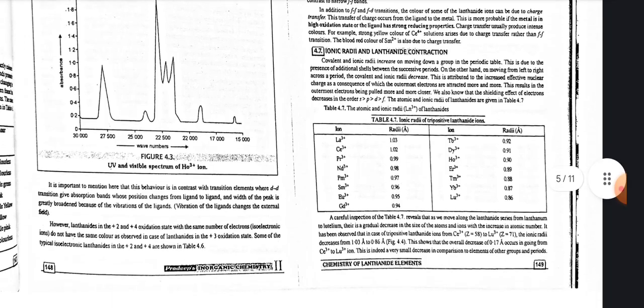Ionic radii and lanthanide contraction. Covalent and ionic radii increase on moving down a group in the periodic table. This is due to the presence of additional shells between successive periods. On the other hand, moving from left to right across a period, the covalent and ionic radii decrease.